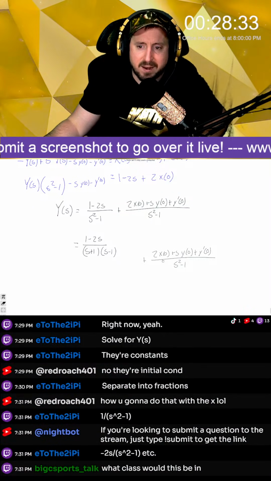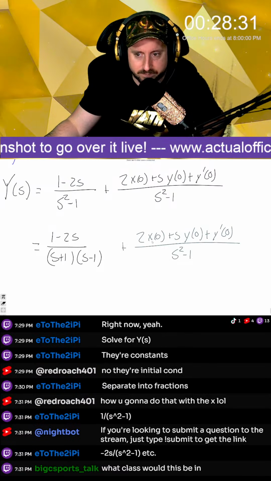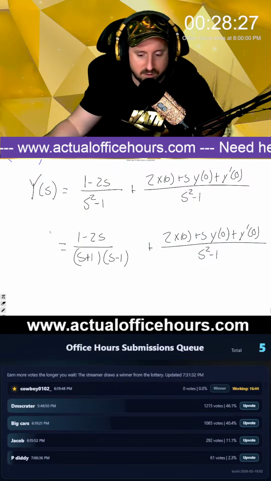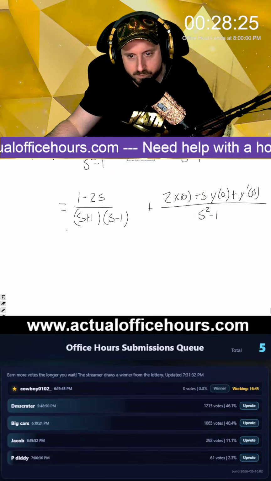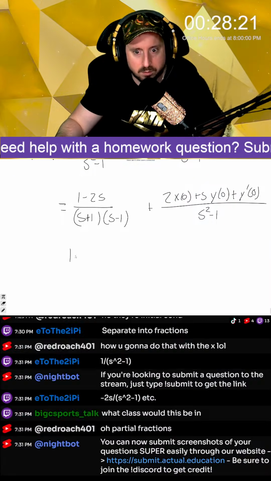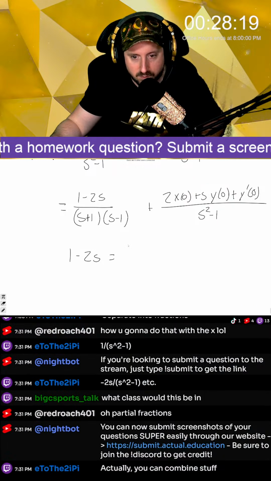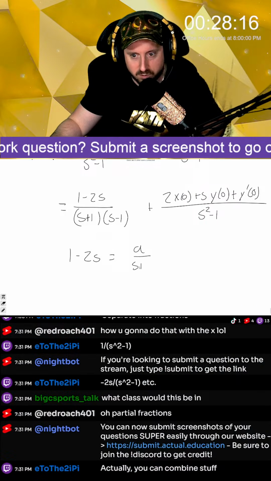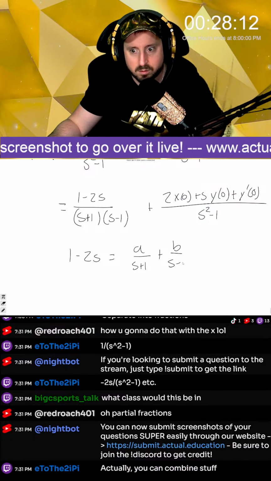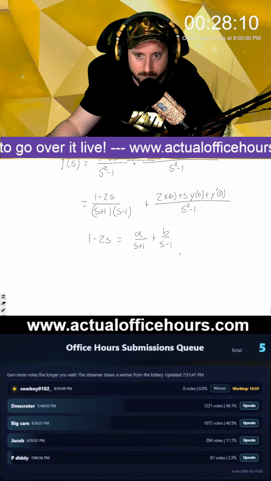What class would this be in? Probably like signals or something. This is partial fractions, no? Let's just do some partial fractions, right? 1 minus 2s is equal to a over s plus 1 plus b over s minus 1. Let's do that, yeah?